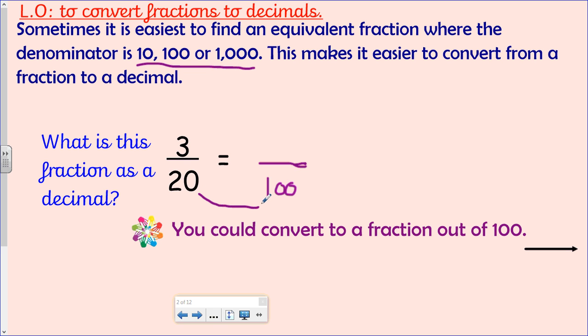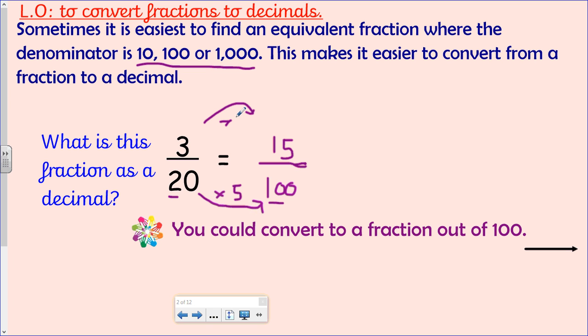So we are thinking about, what do I times 20 by to make 100? If you need to, connective thinking, 2 times by 5 is 10. 20 times by 5 is 100. So we're timesing by 5. Now, if I've times the denominator by 5, I've got to times the numerator by 5. So we end up with 3 times 5 is 15.